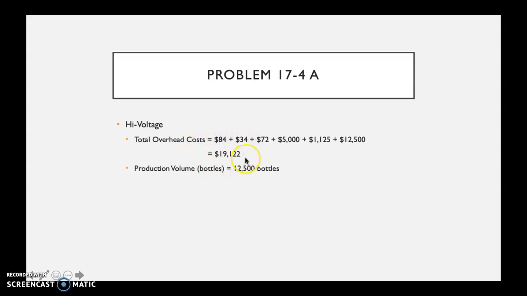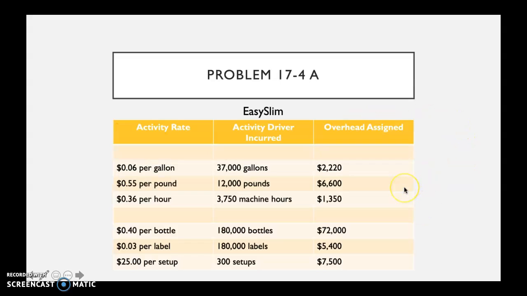So we have the total overhead cost for the entire beverage, High Voltage. Now we need to figure out that cost per bottle. It says that we produce 12,500 bottles. That's our production volume. So for the average cost per bottle, all we're going to do is take that total overhead cost of 19,122 divided by the 12,500 bottles, and that gives us an average cost per bottle of $1.53. So pretty easy, just a little division here. The biggest thing is just remembering which numbers we're going to use.